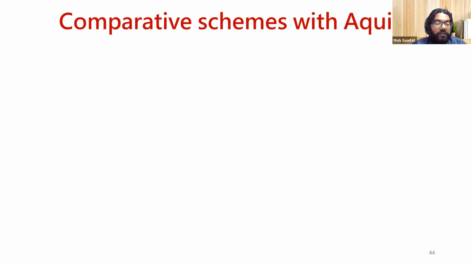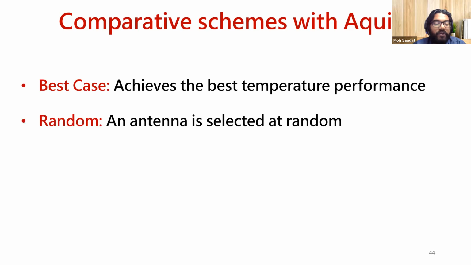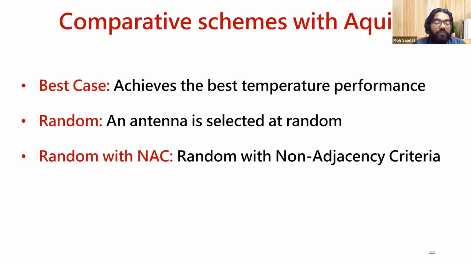We carried out further investigations to compare Akilo with several other antenna switching schemes to see how much temperature reduction is achieved. We first run a best case, impractical antenna scheduler which searches through every possible schedule and chooses the one generating the least peak temperature. We then run a random scheduling scheme which, as the name suggests, randomly selects any one of the antennas at each slot. Then we run a switching scheme which randomly selects an antenna but maintains the non-adjacency criteria, a design component of Akilo that we have seen a little while earlier.